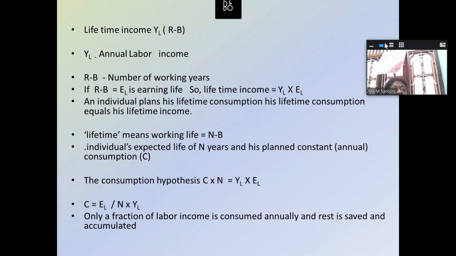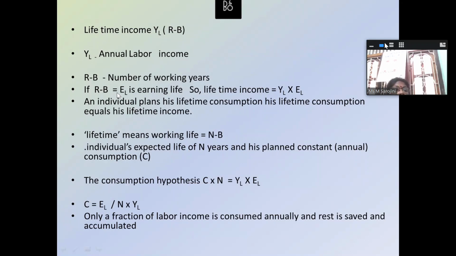Here we denote lifetime income is equal to YL into R minus B. Here R is the retirement age and B is the starting age of work. And here again, YL means annual labor income. This is how many years he is going to work. Once we multiply both, you can get the lifetime income. And again, R minus B is the number of working years.